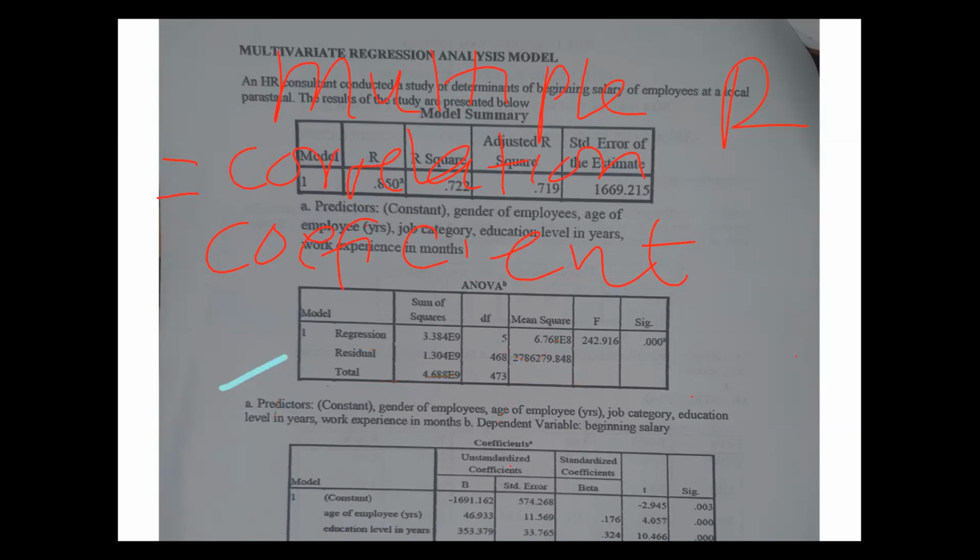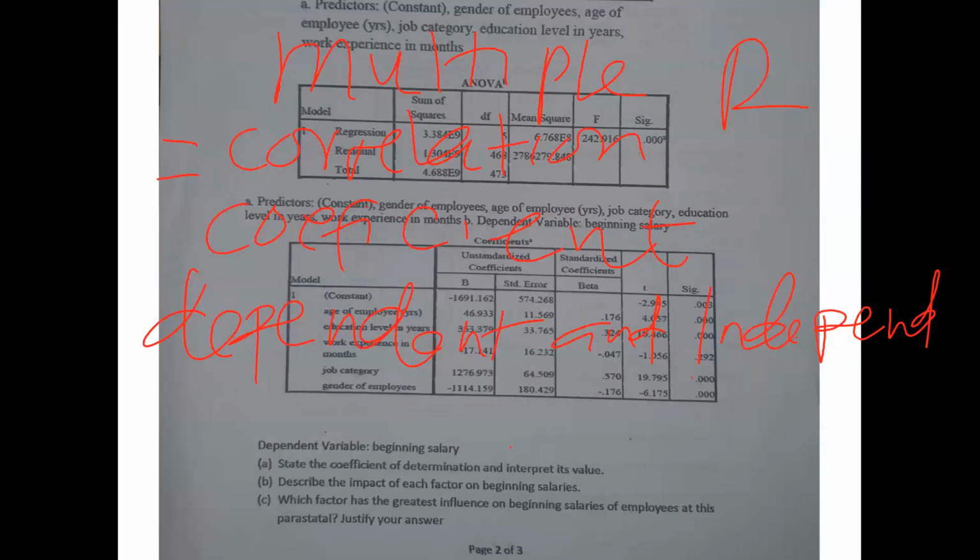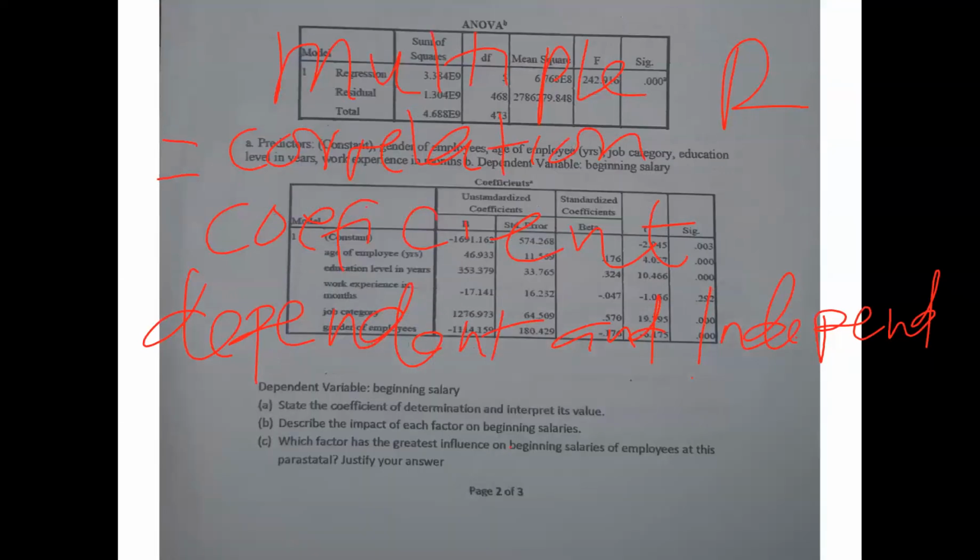So we are measuring the relationship. Are these variables related? We mean the variables like x and y, the dependent variable and the independent variables. In short, what is our dependent variable? It's the beginning salary, right? They have guided here. They have said the dependent variable is beginning salary. So the beginning salary, that's our dependent variable.